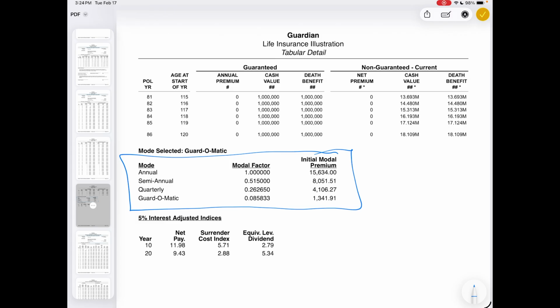Much like auto insurance, if you pay insurance premiums less frequently than annually, there is an additional expense that is associated with that. So for example, $15,634 is what the insured must pay for the death benefit and the various riders if paying annually. But if choosing to pay monthly, $1,341.91 will be the premiums paid on a month-to-month basis. And times 12, that comes out to $16,102.92 that would ultimately be paid on an annualized basis if the insured were paying that monthly premium versus an annual premium.